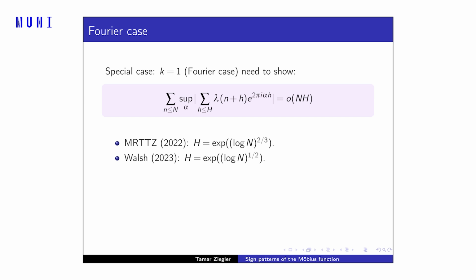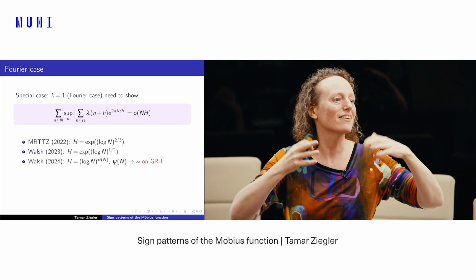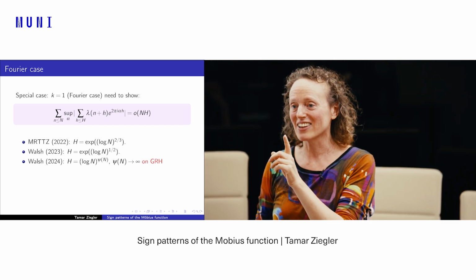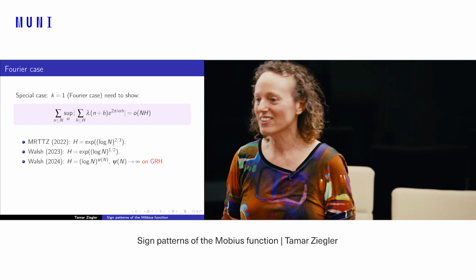And shortly after that, Miguel Walsh was able to push this to e to the square root of log n. But actually, very, very recently, Walsh was able to show that you can take h to grow like log n to the psi n, where psi n grows to infinity as slowly as you want. So almost, almost power log, but still not power log. But that's conditioned on GRH. So you can decide which conjecture you prefer, Chowla or GRH.